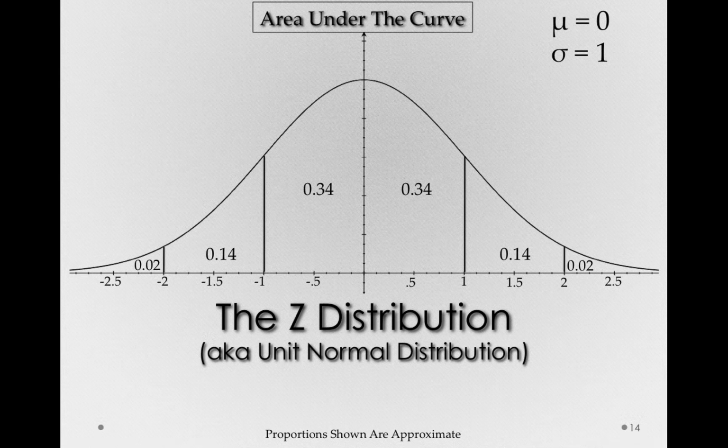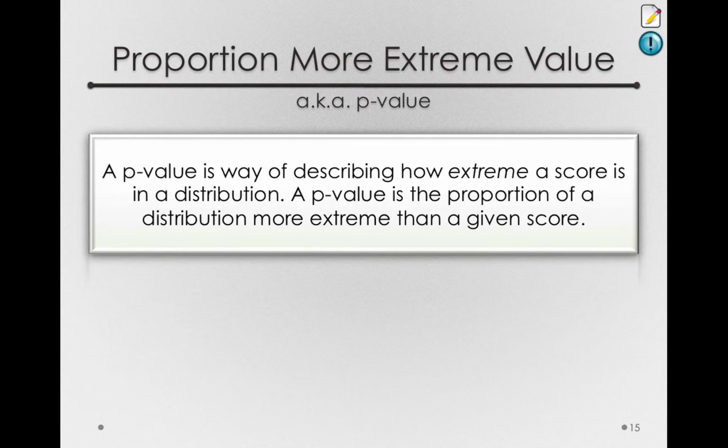In order to say something specific about that first explanation, that is, that sampling error alone was the explanation for our difference, what we're going to do is form something called a p-value, or a proportion more extreme value. Now, a p-value is simply a way of describing how extreme a score is in a distribution. So a p-value is the proportion of a distribution that's more extreme than a given score. For instance, what if I told you that only 2% of samples that could occur by chance were more extreme than 106? Well, that would probably convince us, at least a little bit, that it was unlikely that sampling error alone is what generated that value of 106.